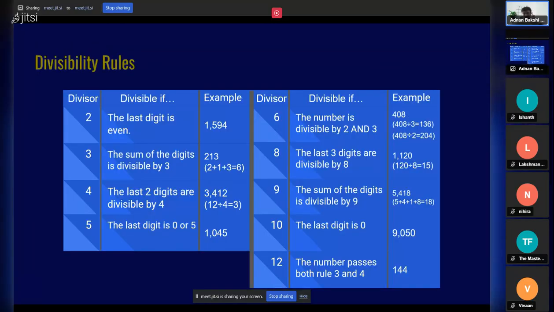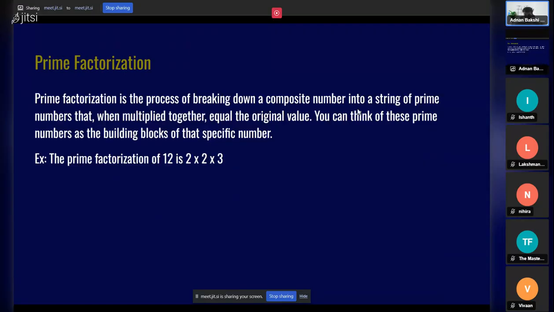Okay. So let's go over some divisibility rules. Let's start with number 2. A number is divisible by 2 if the last digit is even. The even digits are 0, 2, 4, 6, and 8. Like 1594 ends with 4, which is an even number, so it is divisible by 2.